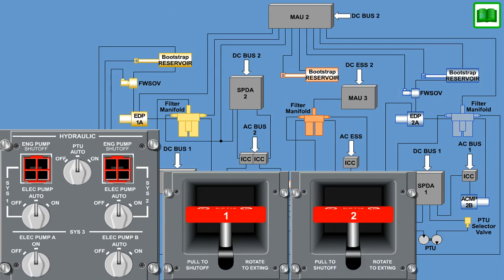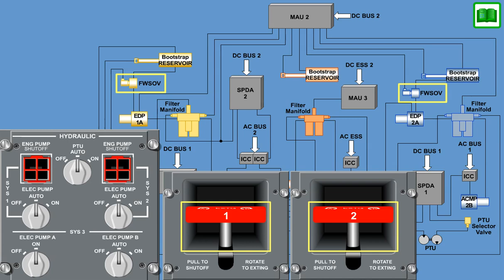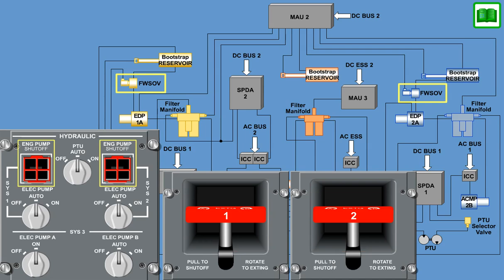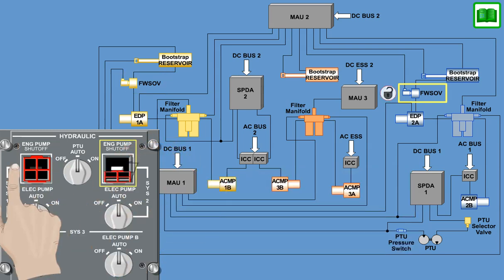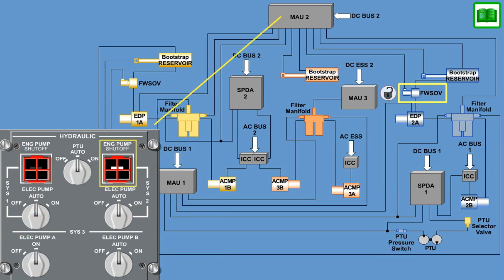The Firewall shutoff valves can be controlled either by the fire handles located on the overhead panel or by the engine pump shutoff push switches located on the hydraulic system control panel. Operating one of the two Firewall shutoff switches will provide electrical power to the shutoff valve motor, and the valve will close, shutting off hydraulic flow.